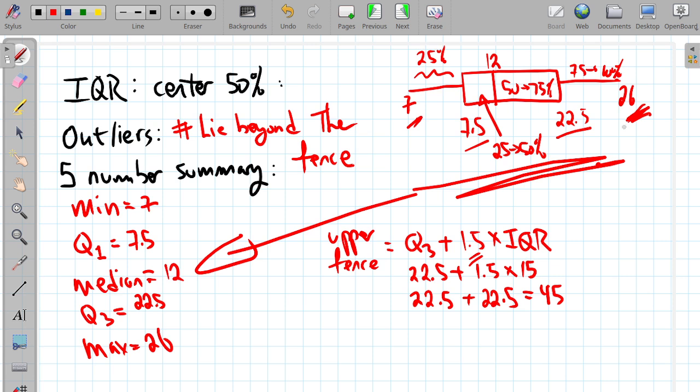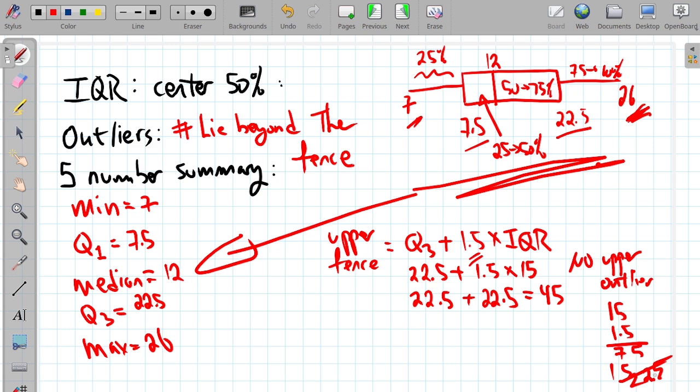26 is the maximum, so there is no upper outlier. And if you want to double check that, let's just check this. Here we have 15 times 1.5. 5 times 5 is 25. Carry the 2. That's a 7. This is a 5 and this is a 1. We add that up. We get a 5 and a 2 and a 2. 22.5. Yay, me, I win.